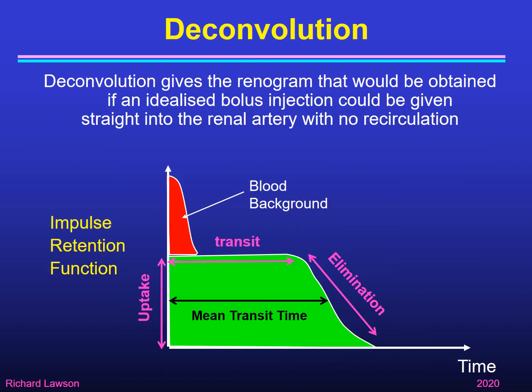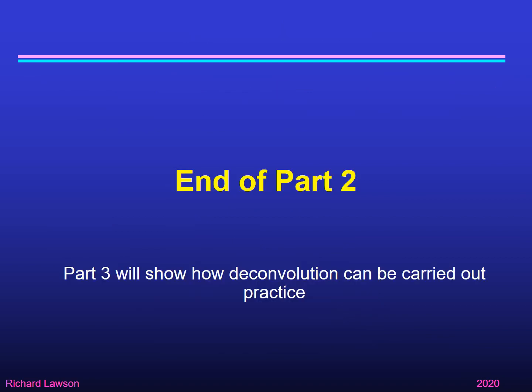So in summary, deconvolution gives the renogram that will be obtained if an idealized bolus injection could be given straight into the renal artery with no recirculation. We can't do that in practice, but mathematically it will simulate that, and the impulse retention function that we get shows uptake as the initial height, transit here, and in particular we get the mean transit time from here to here, and the blood background is now concentrated as a little spike at the beginning, which we should be able to isolate and subtract off. So that's the theory. In part 3 I'll go on to show how deconvolution can be carried out in practice.